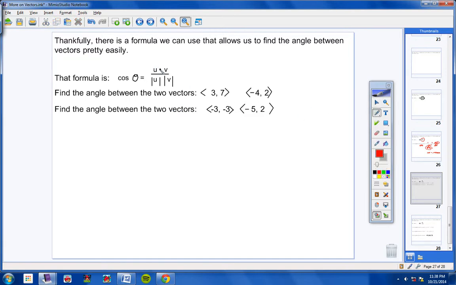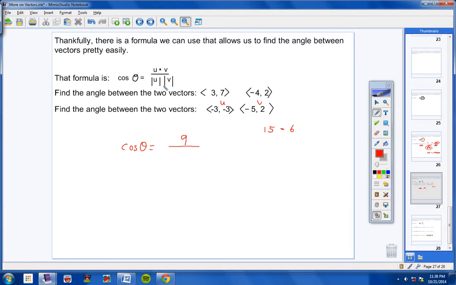Well, first of all, for the top of the fraction, I'm going to take my dot product, u times v. So here's u, here's v, okay? Negative 3 times negative 5, 15. Negative 3 times 2, negative 6. Add those two numbers together, and we get a positive 9 up here, okay?